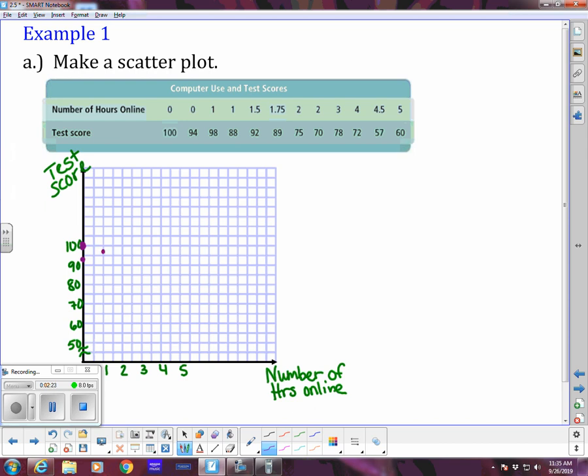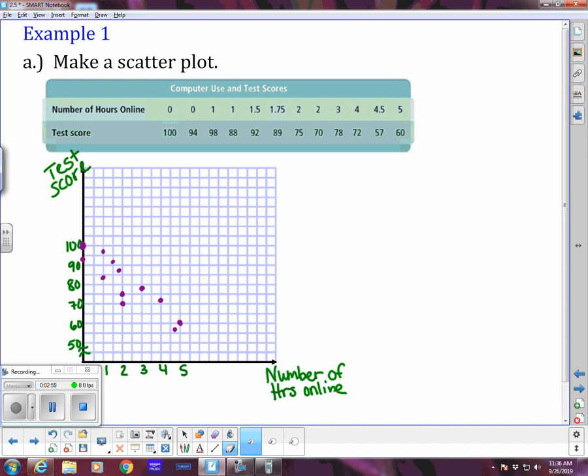1, 98, 1, 88, 1.5, 92, 1.75, 89, 2, 75, 2, 70, 3, 78, 4, 72, 4.5, 57, that one was pretty low compared to the others, and 5 is 60. Oh, that one's wrong, sorry.